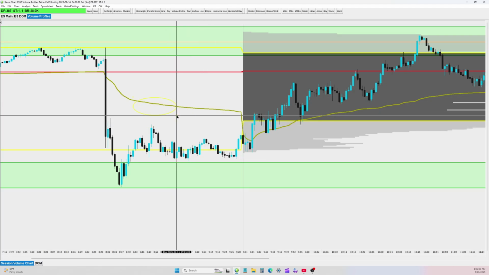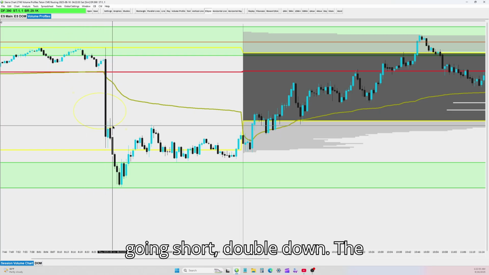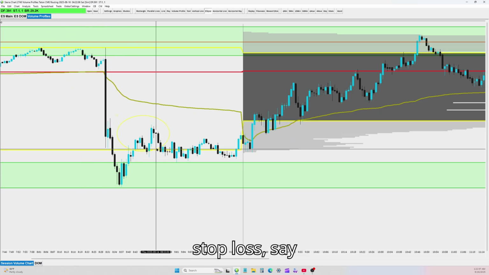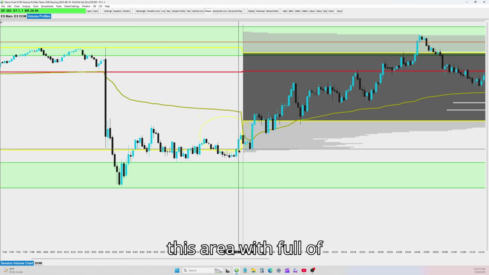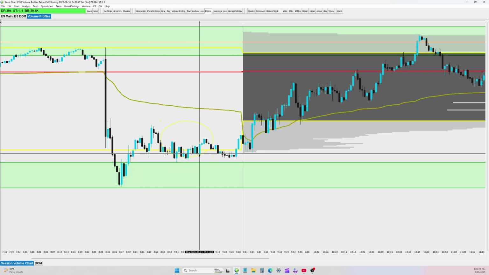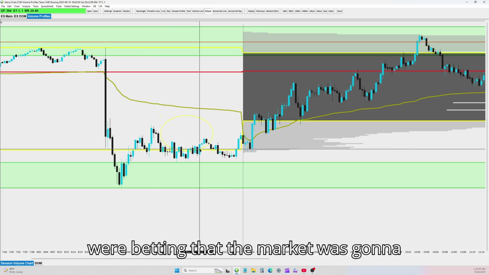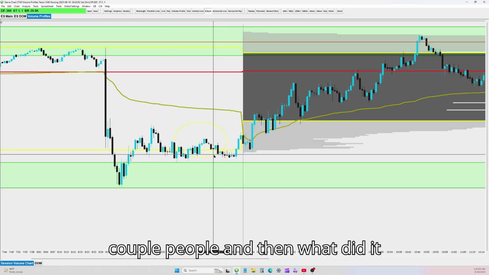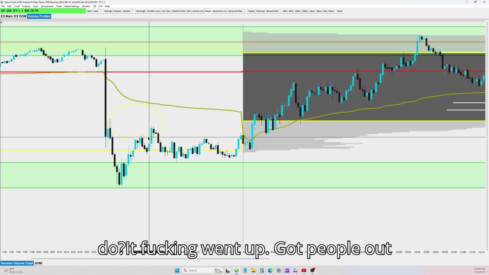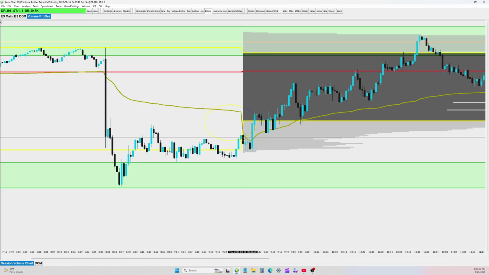So look, all these people that thought, okay, it's going short, double down. Put stop loss, say above this, around here, all this area was full of stop losses, right? So these people were betting that the market was gonna just retrace and continue, right? It got a couple people. And then what did it do? It went up, got people out, and that's like fuel, okay?